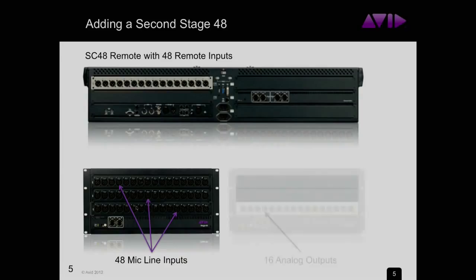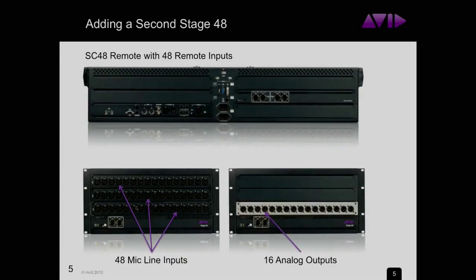But we could also add a second stage rack if we wanted to do that and take those outputs and move those down to the stage as well. So now we have an entirely remote architecture here. We have the SC48 local to our mixing position, but we have the other devices down at the stage level or the remote level. Maybe they're in a machine room, wherever you want them to be. And we have the full complement of 32 or 48 by 16 located remotely.